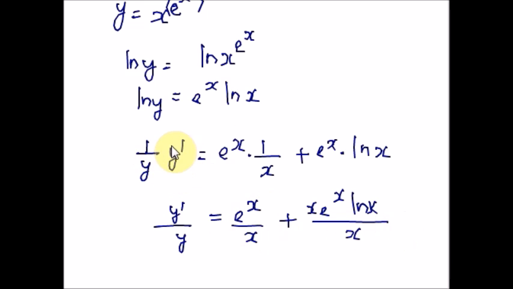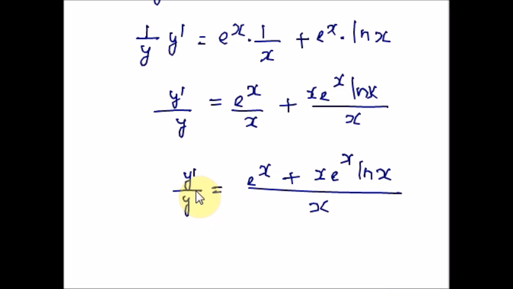I have just multiplied the fraction. 1 over y multiplied by y dash is equal to y dash over y, and e raised to x times 1 is e raised to x. I am keeping the denominator x as such, and for this one I am multiplying the numerator and denominator by x, so I get x times e raised to x ln x in the numerator and x in the denominator. Please notice that the denominators are the same, so I am going to take that as common and write the numerators with a plus sign in between.